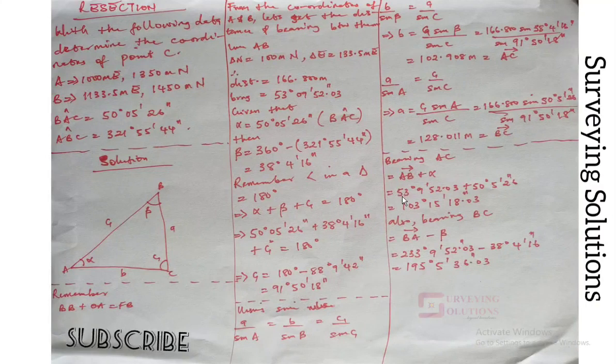So we have 53 degrees, 9 minutes, 52.03 seconds plus 50 degrees, 5 minutes, 26 seconds. So ensure you confirm this on your calculator. You should be able to arrive at 103 degrees, 15 minutes, 18.03 seconds, right? Good. So that's bearing AC. So we already know distance AC and we now know bearing AC, which means we are getting very, very close to getting the coordinates of what? C, right? Good. Now let's also get the bearing BC.